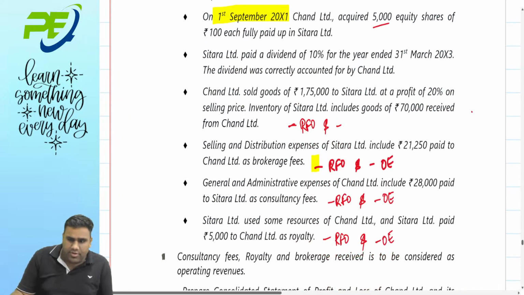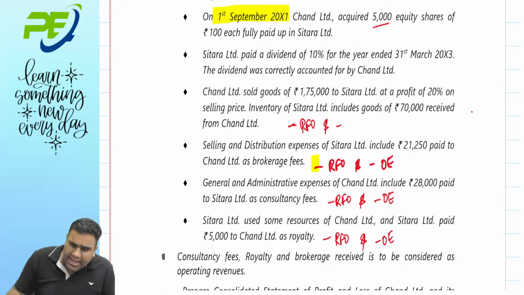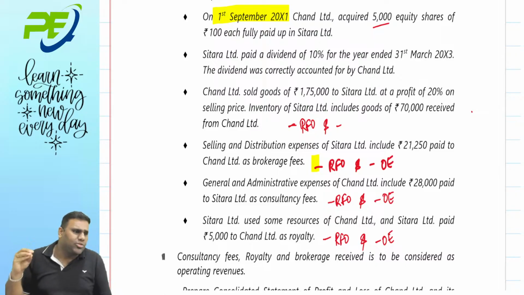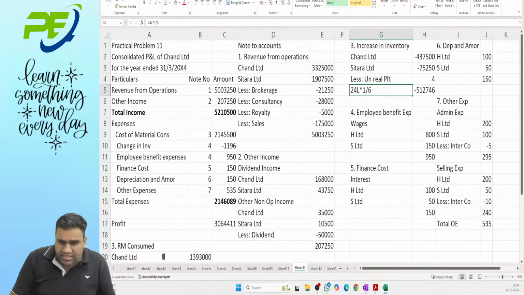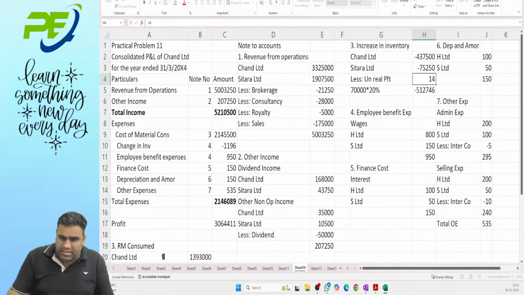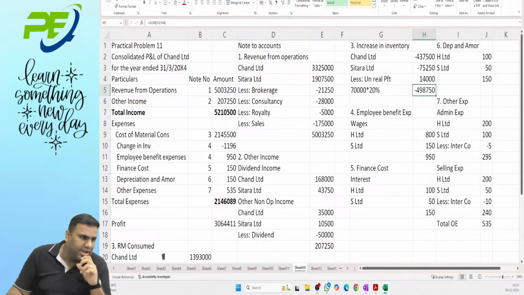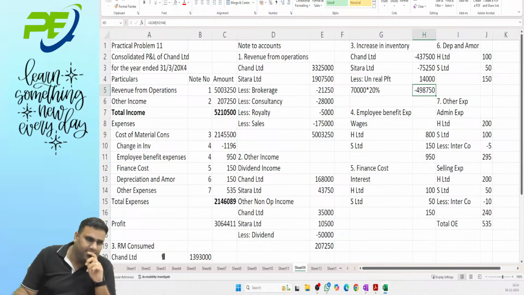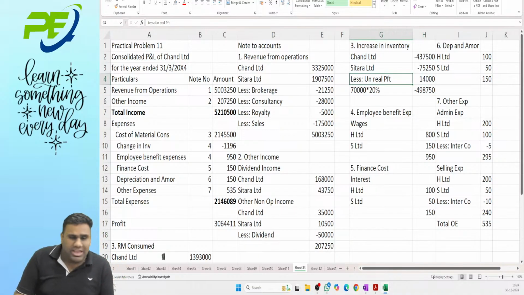So unrealized profit. Inventory of Sitara includes goods of 70,000 received from Chand Limited, and profit is 20% on sales. 20% on 70,000 is 14,000. Should I add or subtract? Think and tell. I should add. But where you wrote less here.